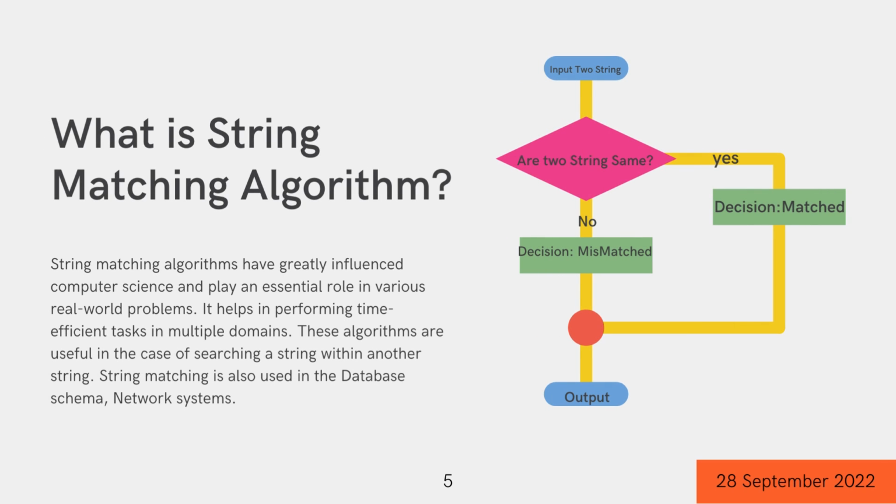So what is a string matching algorithm? If we have two strings, we just have to check whether the two strings are matching or mismatching. String matching algorithms have greatly influenced computer science and play an essential role in various real world problems. These algorithms are useful for searching a string within another string, and string matching is also used in database and network systems.